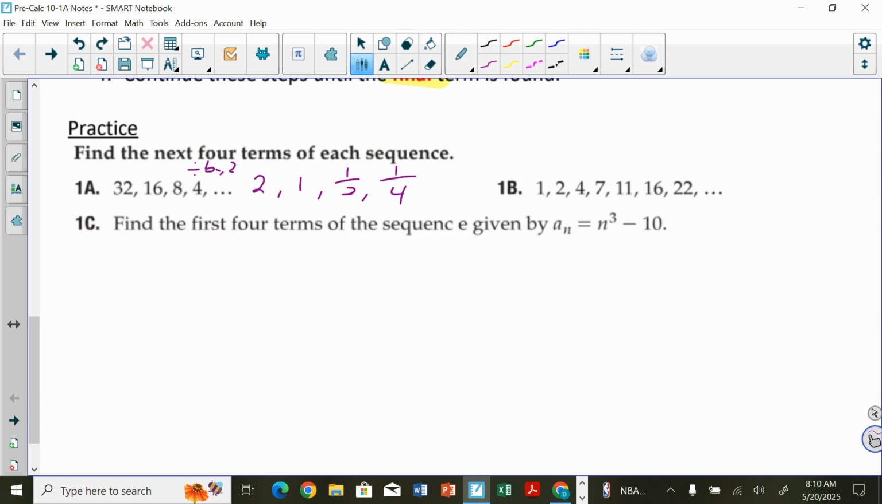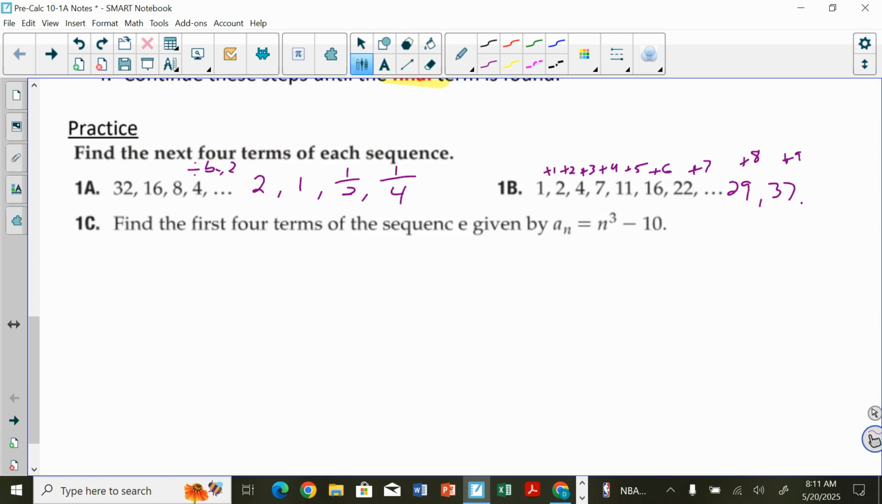Sometimes it's pretty easy. Other times it's a little harder to find the pattern. So if we take a look at 1B, we've got 1, 2, 4, 7, 11, 16. Let's see what we've got here. We add 1 here, but then we go up 2 to get here. Then we go up 3, and you're starting to see the pattern develop: up 4, up 5, up 6. That means I would have to add 7 to this term to get my next one of 29. Then I would add 8 to get 37.